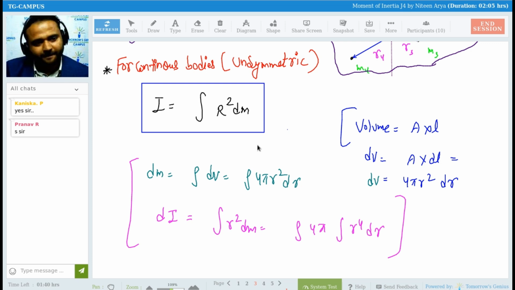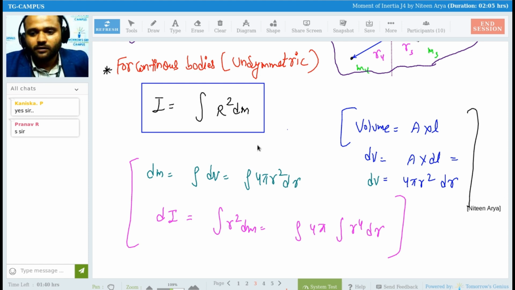Clear? Instead of this, if I choose a simple shell, I have a sphere only, and for a sphere my dm is going to be rho dA. So much information on a single page, I don't want to do that. For a sphere, you can correlate this. It is going to be rho dA, and how you can find dA, I can tell you that also.